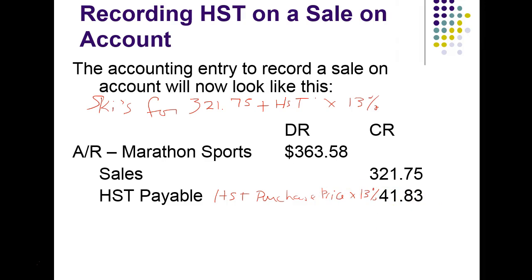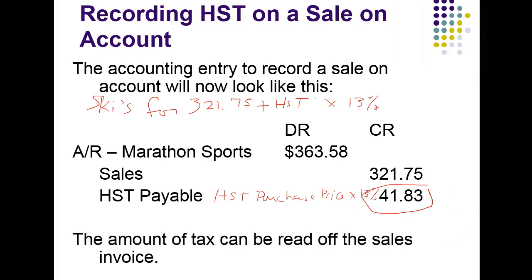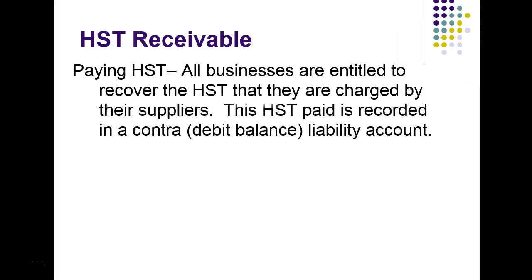So again, the transaction is exactly the same as the cash sales, except now we're debiting accounts receivable instead of cash. The HST payable is exactly the same. Even though we haven't received the money yet from the customer, we still set aside that value in our liabilities as money we owe to the government. The amount of the tax can be read off of the sales invoice. So when we have an accounts receivable where we're selling something to a customer and they're not paying right away, that source document is a sales invoice.